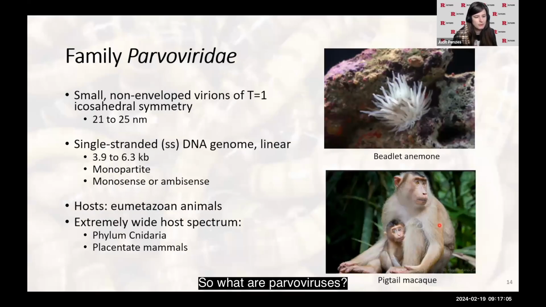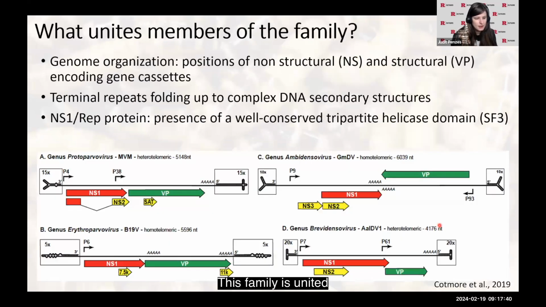So what are parvoviruses? Parvoviruses are small, non-enveloped DNA viruses which comprise a very diverse family called the Parvoviridae, and this family has just as diverse hosts as the viruses are themselves, infecting such basal invertebrate animals as this beadlet anemone, as well as even us primates and basically all major lineages of vertebrates and invertebrates.